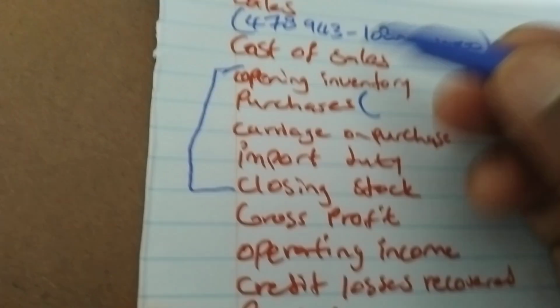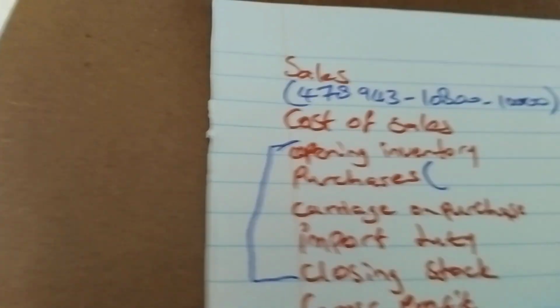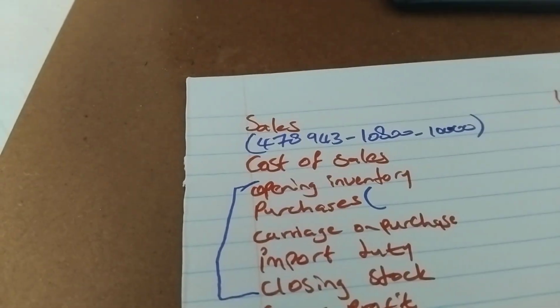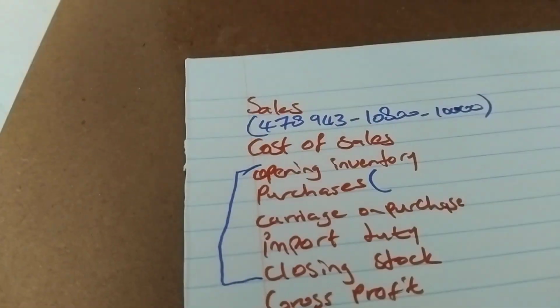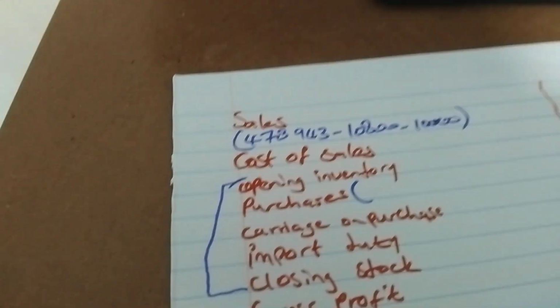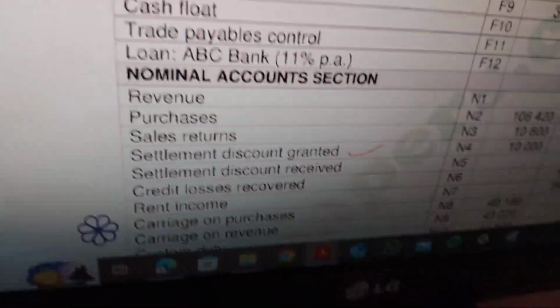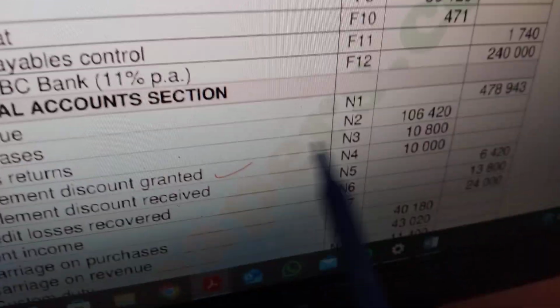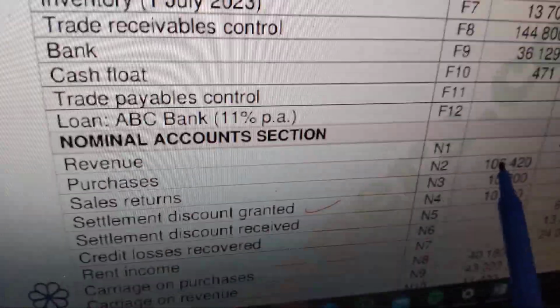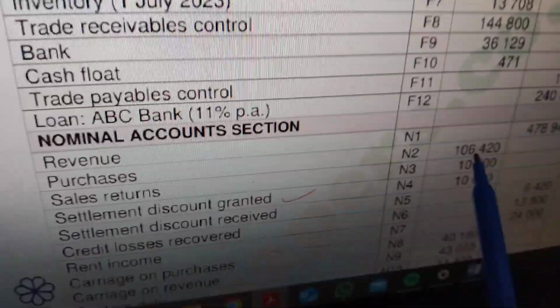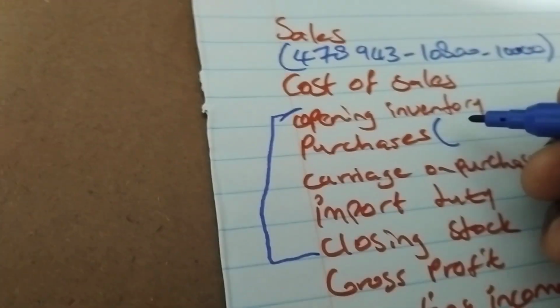The purchase is similar to sales, whereby you take the purchase amount, you less the settlement discount received, you also less the purchase return. Similar to this one, let's go and look at the amount of the purchase. This is the amount of the purchase, which is 106,420. Let's key in our amount.